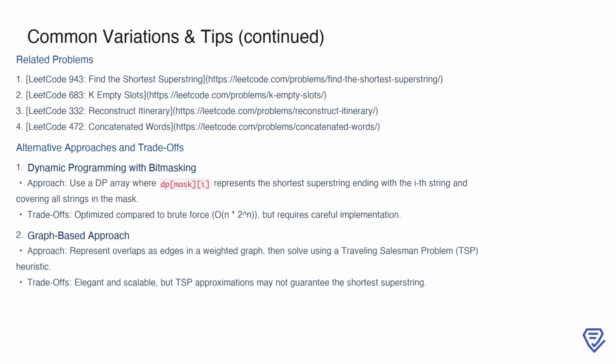Another option is the graph-based approach, where overlaps are treated as edges in a weighted graph. Solving this via a traveling salesman problem heuristic can be elegant and scalable, but keep in mind that TSP approximations may not always yield the shortest superstring.